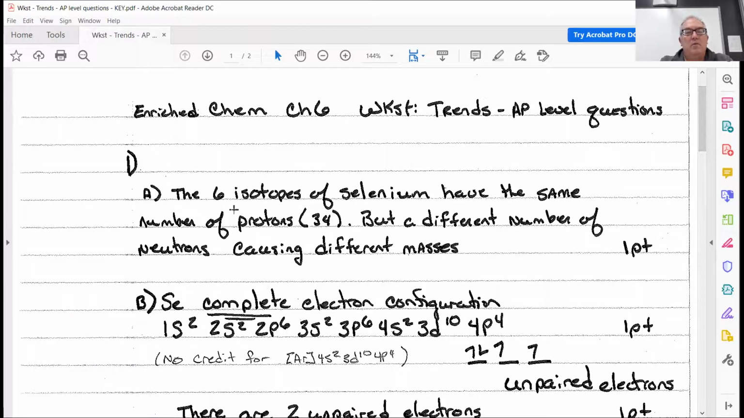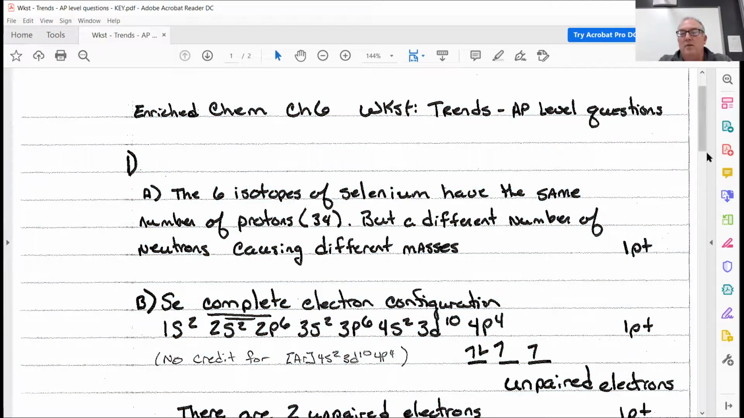So here, number 1, the 6 isotopes of selenium have the same number of protons. So we're saying right away that the protons don't change, but a different number of neutrons causes different masses. Writing that out would give you 1 point on this section of the test. If you just say an isotope has different masses, that's not enough. You have to explain why it has different masses, and the different mass is due to a different number of neutrons.